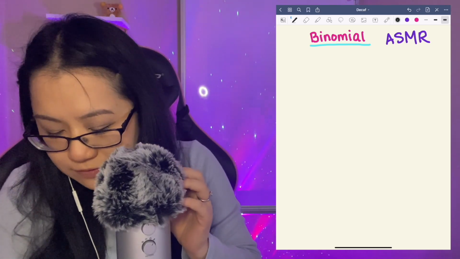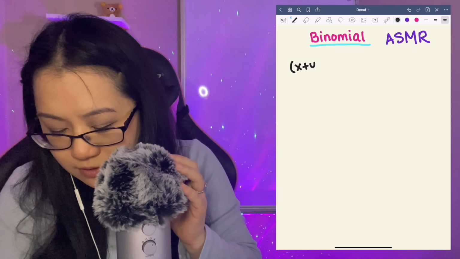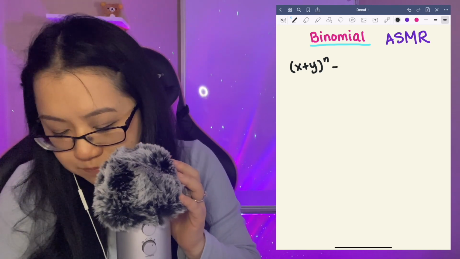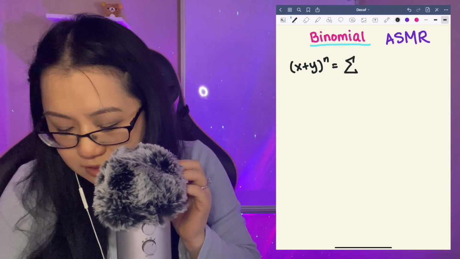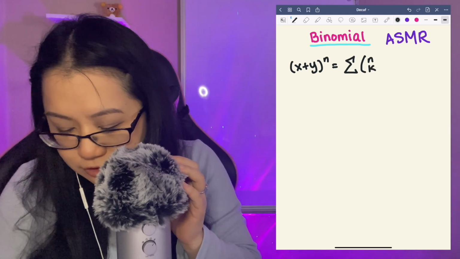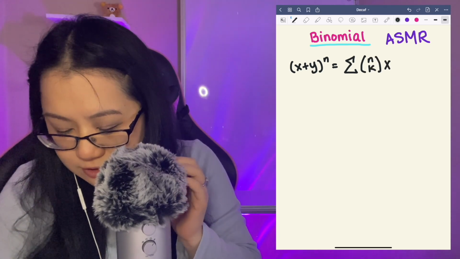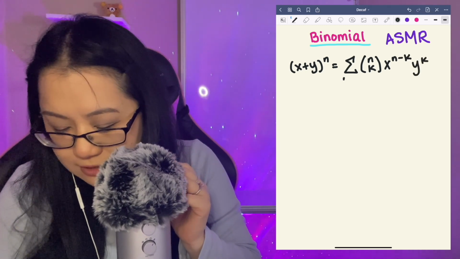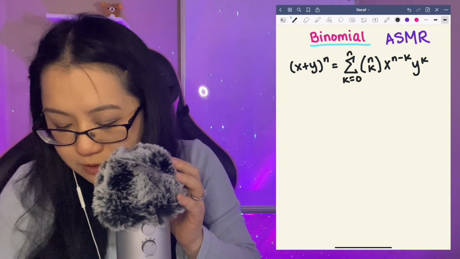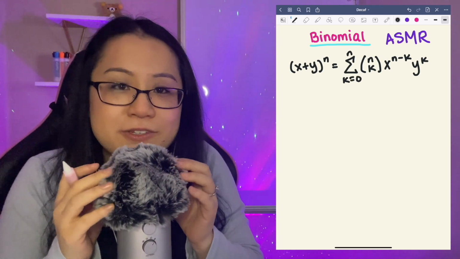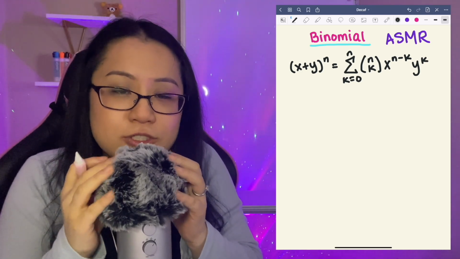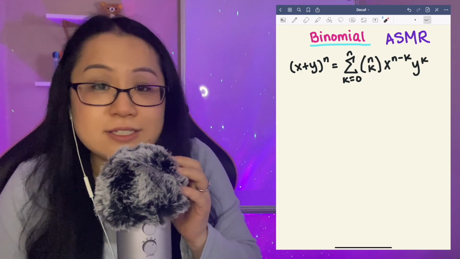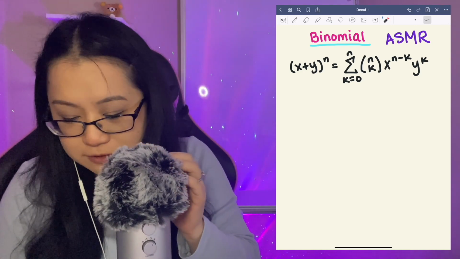So, first of all, if we have (x plus y) to the power of n, this equals sigma of n choose k, x to the n minus k, times y to the k, as k goes from 0 to n. So this is our main binomial expansion formula. So let's break this down and look at what it all means here.